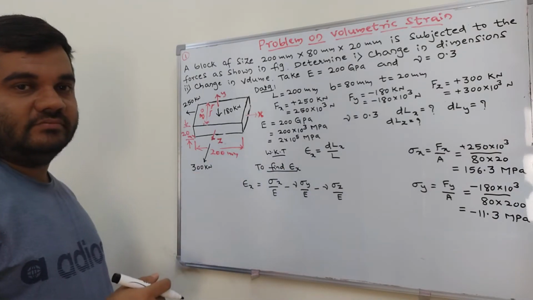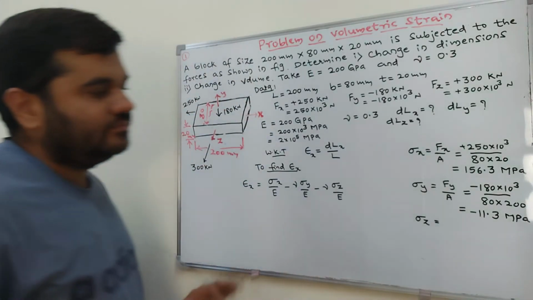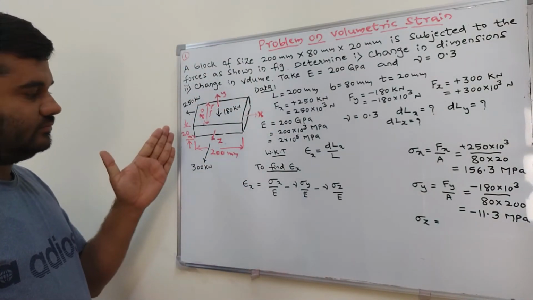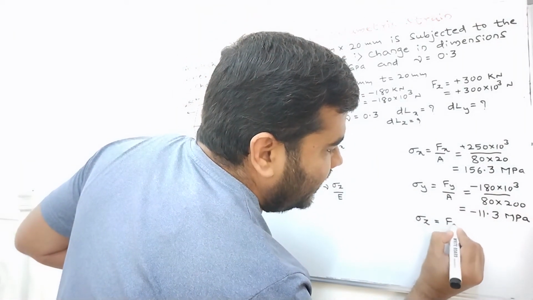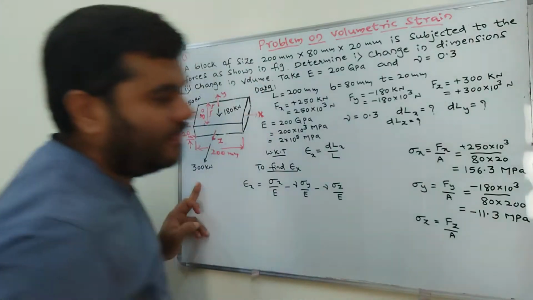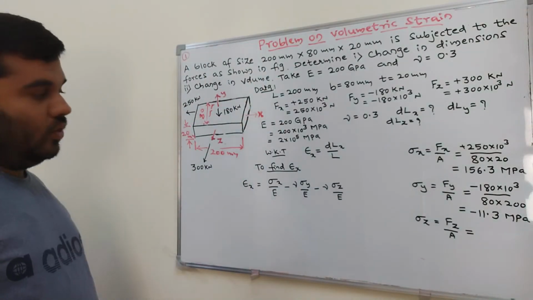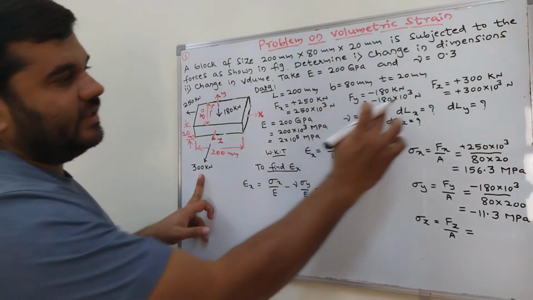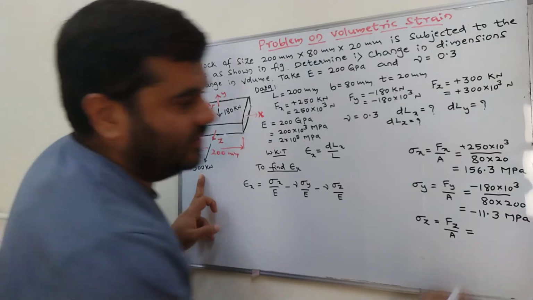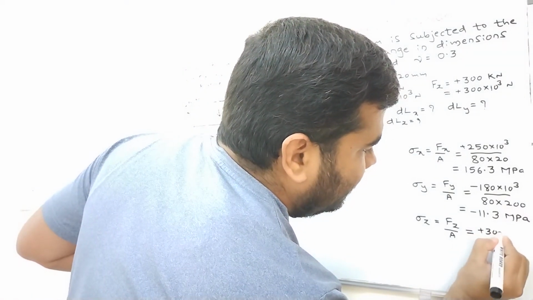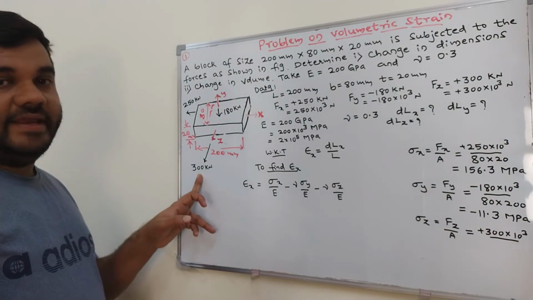Because it is compression. Now come to the stress in z direction. Stress in z direction, this direction. So load in z direction divided by area perpendicular to z. Load in z direction is plus, it is tensile in nature, plus 300 into 10 raised to 3 Newton divided by area.